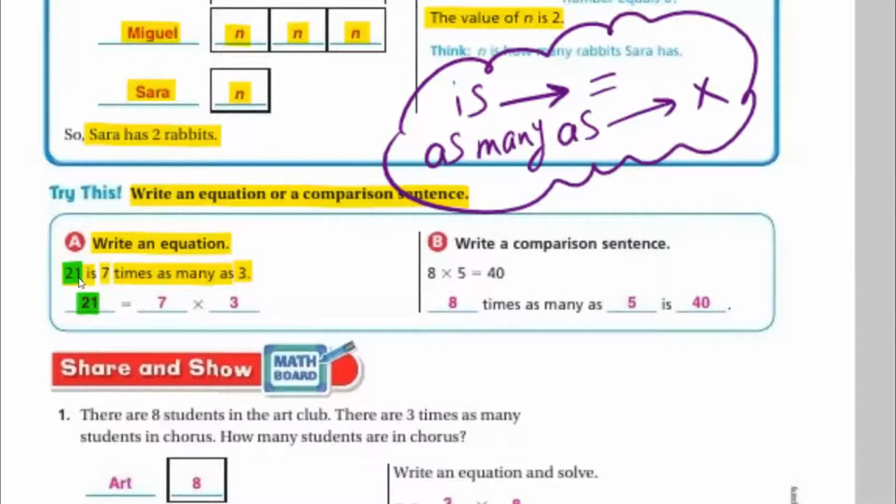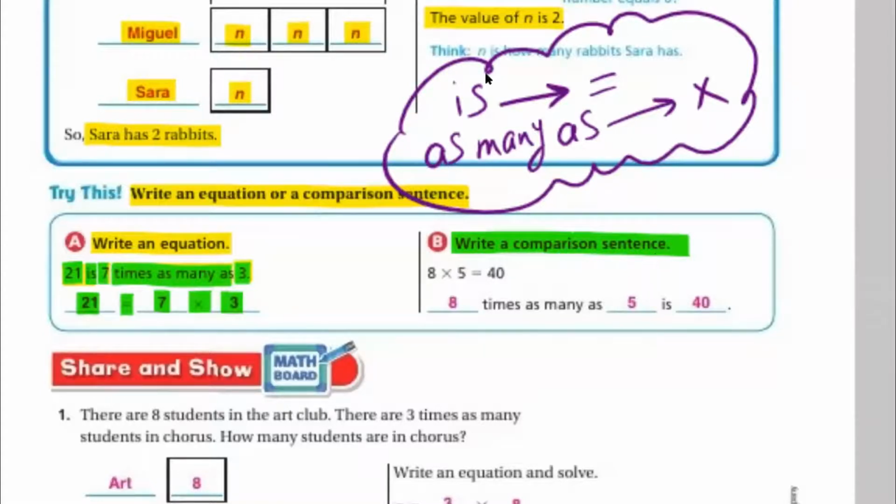Okay, let's see. So 21, put it as the same. Is, it will be equal. 7, put it as the same, times as many as, put it as multiply, and 3, put it 3 here. Okay, the next one. Let's write a comparison sentence. Translate from an equation to a sentence.